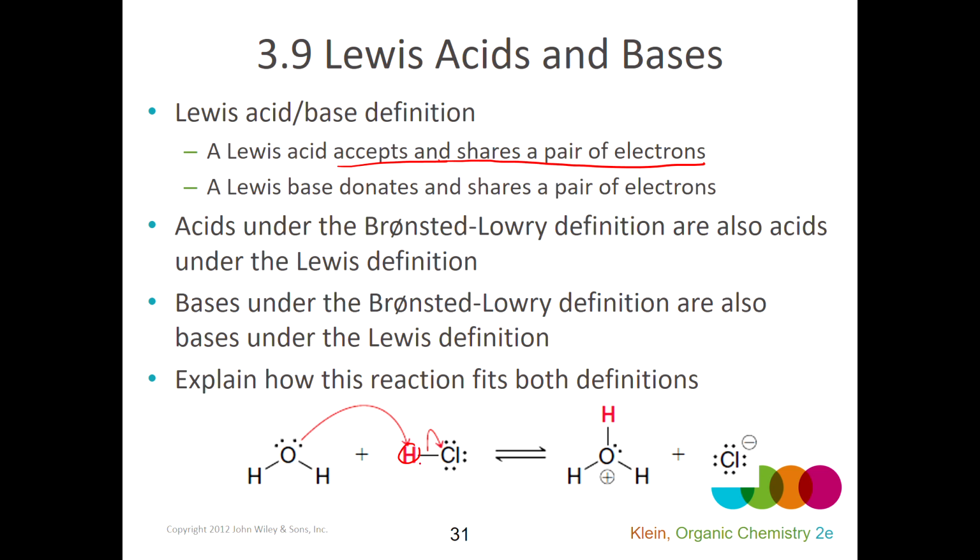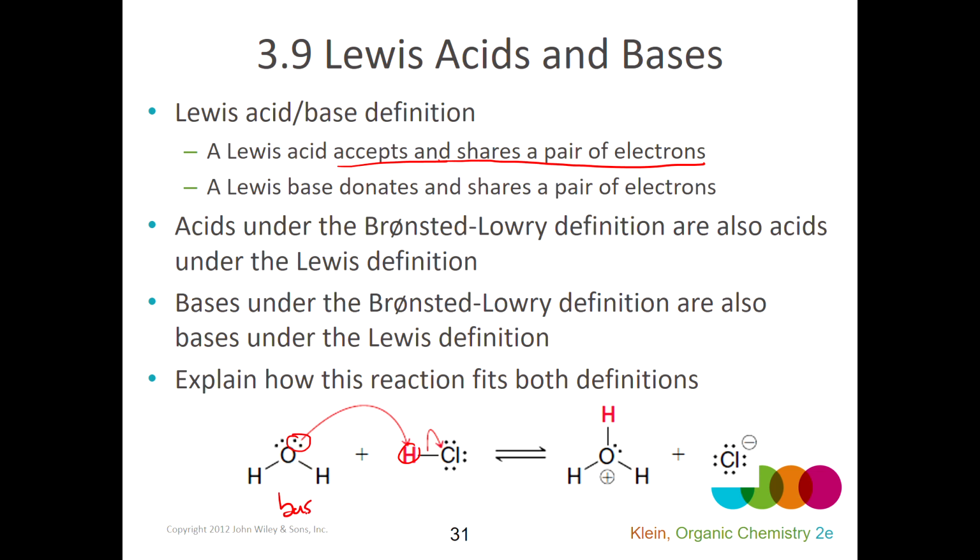My Bronsted acid is donating a proton. That's the Bronsted definition. It's also accepting and sharing a pair of electrons. So that's the Lewis definition. So they're just kind of looking at the same process from a different perspective. We're not looking at it from what's happening with the proton. In the Lewis definition, we're looking at it from what's happening with the lone pair of electrons.